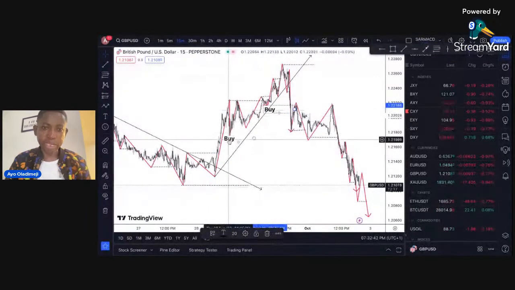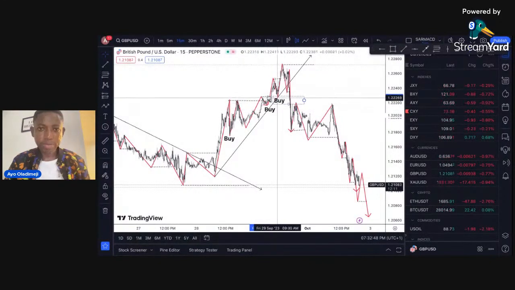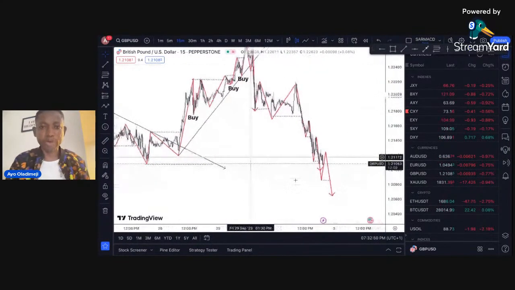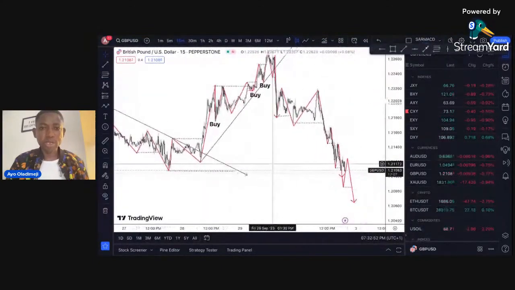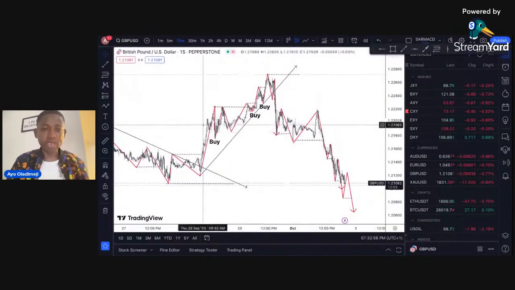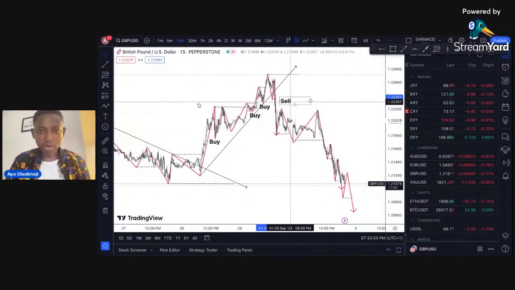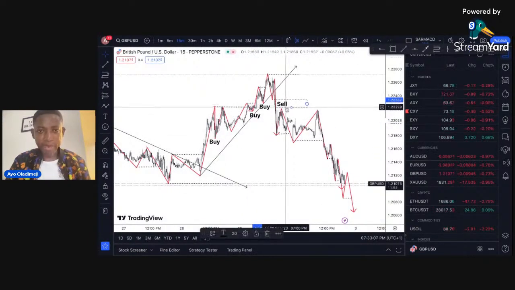So the best place to buy here, and also here, and here. These are the best places to buy. In the case of a sell, where is the best place to sell? When it does the pullback, for a sell, that's the best place to sell. So in this scenario, sell here.